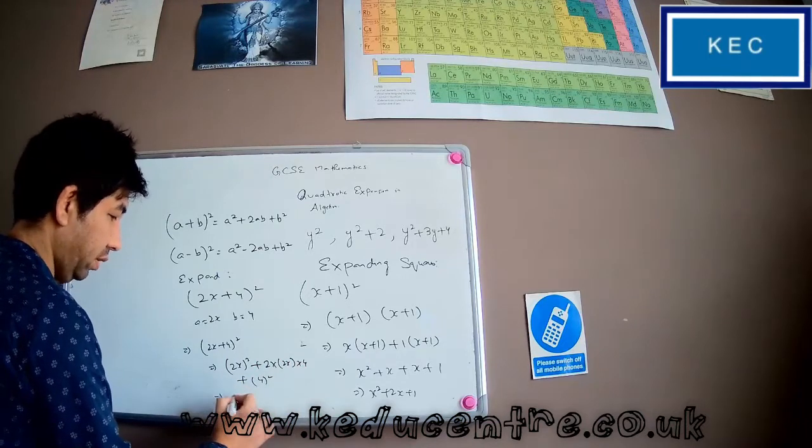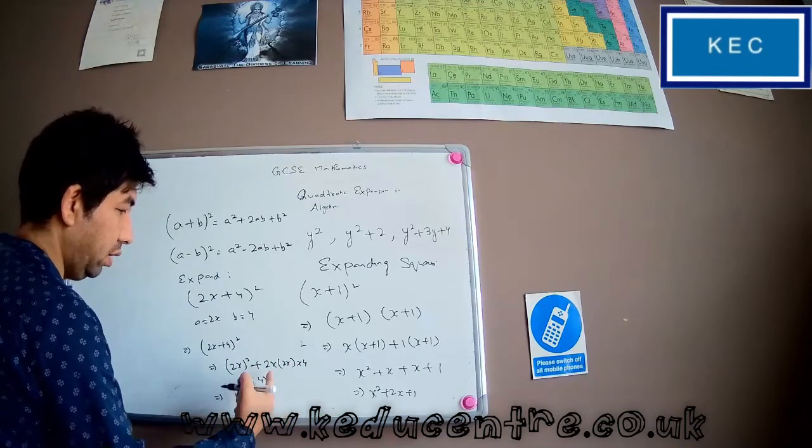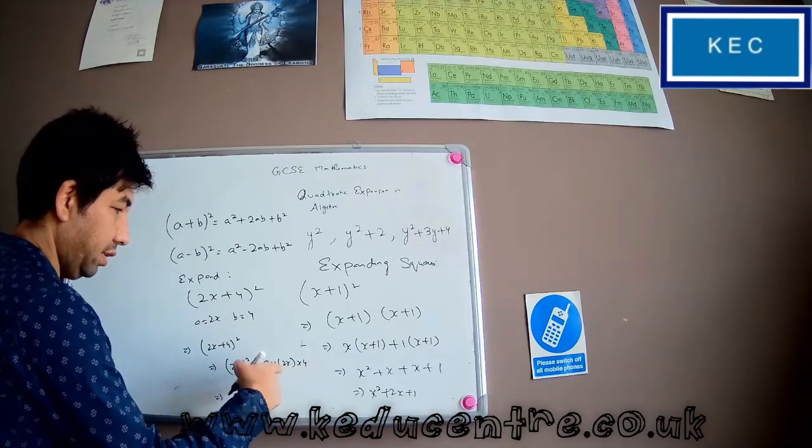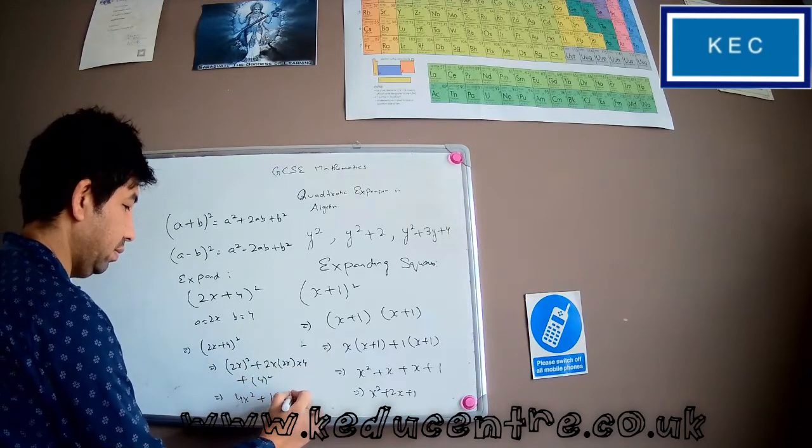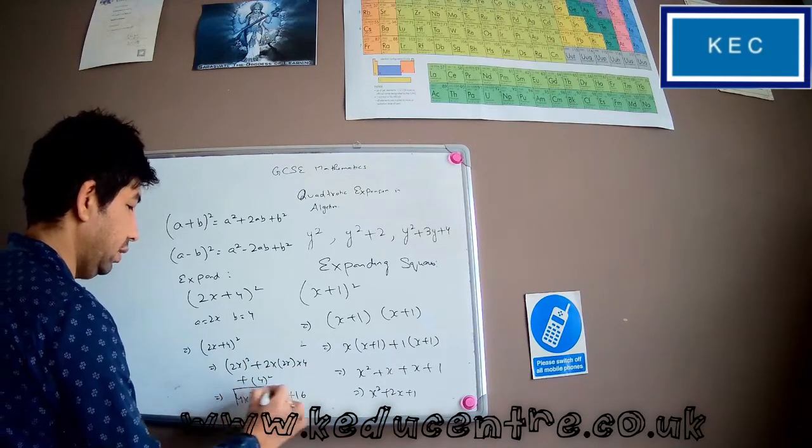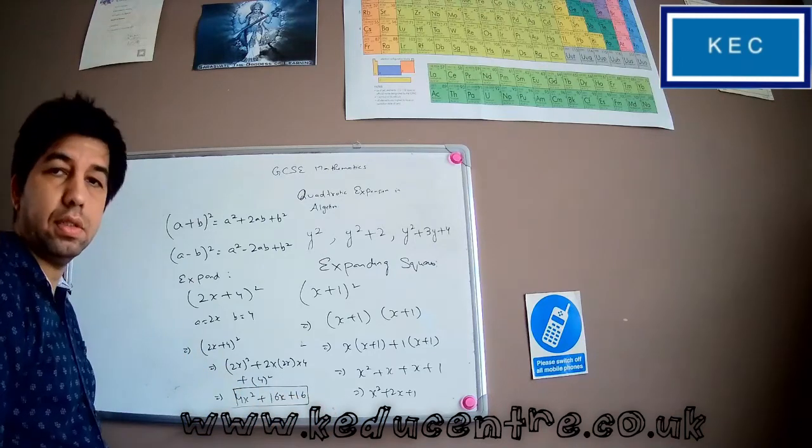So this will become what? 4x square plus 2 times 4 is 8 times 2x is 16x plus 16. So that will be the final answer of this kind of things, right?